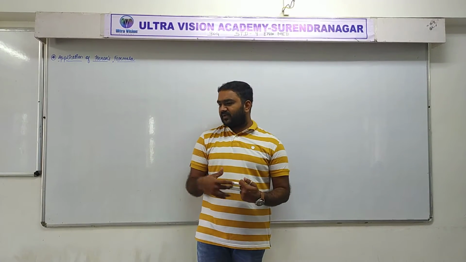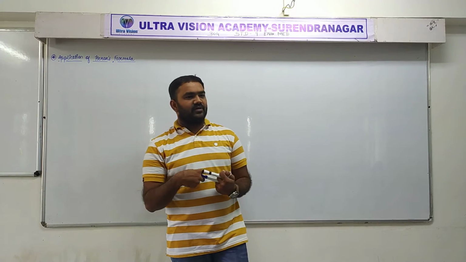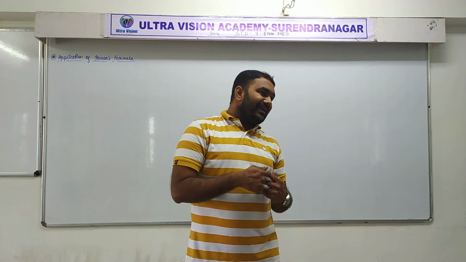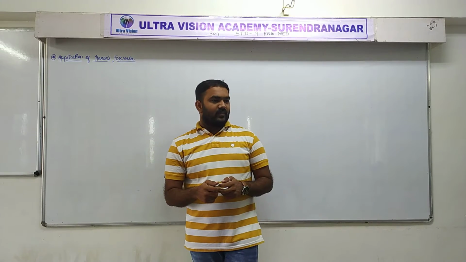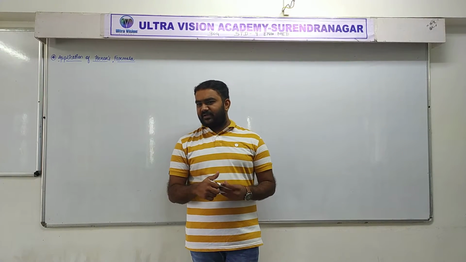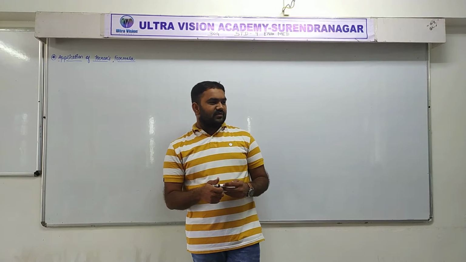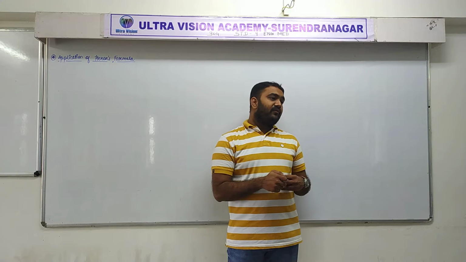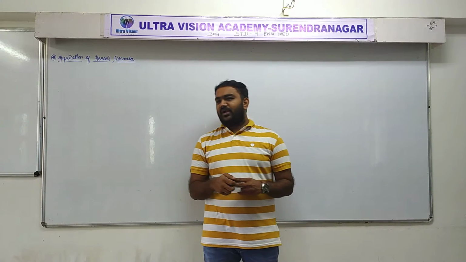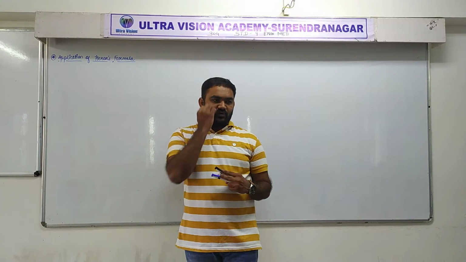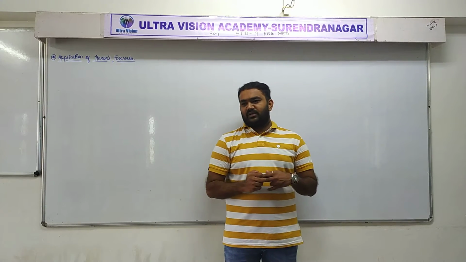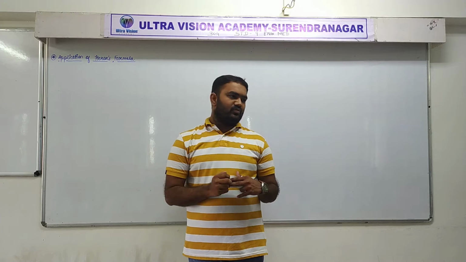Here in this chapter we are going to study the application of Heron's formula, that means to find out the area of a quadrilateral. Do you know what a quadrilateral is? A quadrilateral is a closed figure obtained by joining four points, of which 2 points will be collinear and the other 2 will be non-collinear.